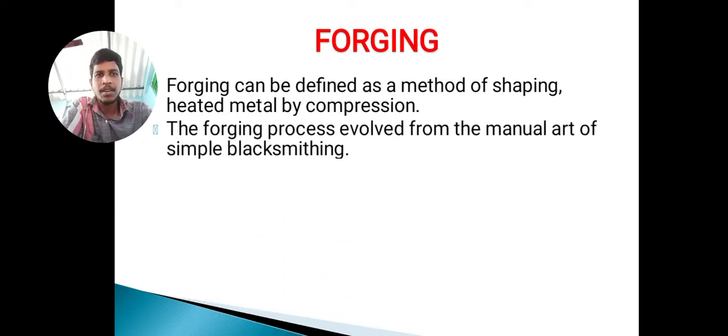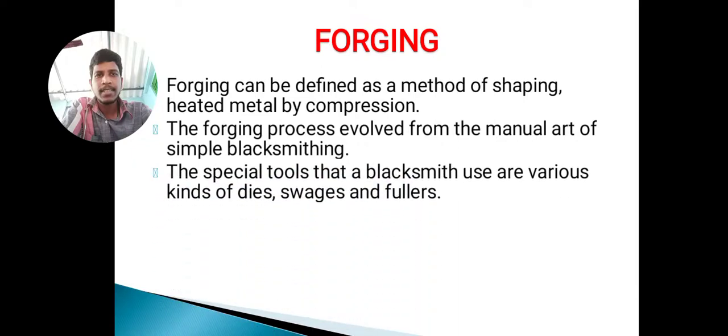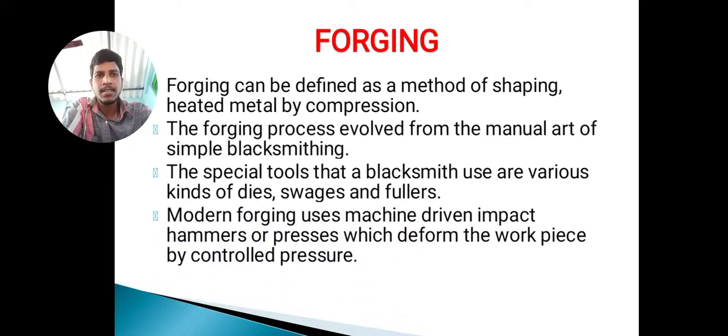The forging process evolved from the manual art of blacksmithing. We already know the manufacturing of an axe is a smithy, blacksmithy process. The special tools that a blacksmith uses are various kinds of dies and fullers. Modern forging uses machine-driven impact hammers or presses, which deform the workpiece by controlled pressure.